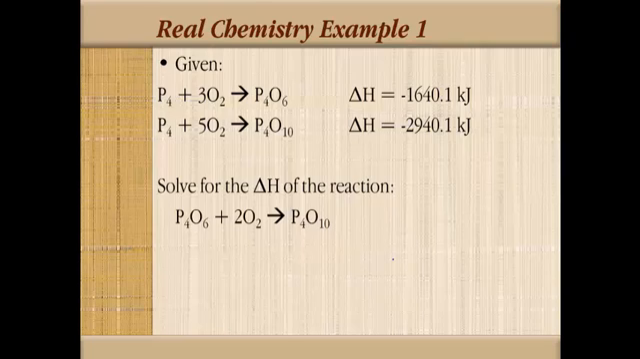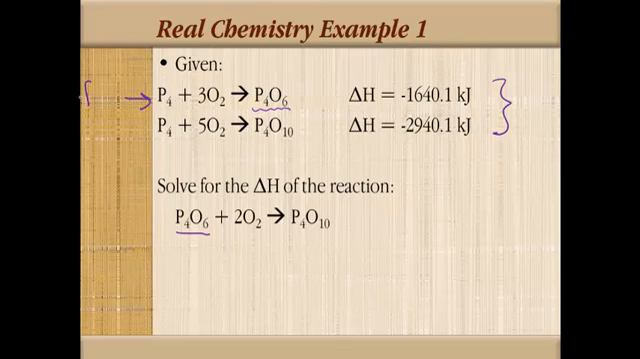So let's try another one. Here's some real chemicals. Given these puzzle pieces, we have a bunch of phosphorus and oxygen reactions, both of them exothermic. We're going to solve for the delta H of this reaction here. So we go step by step, chemical by chemical, in the big picture and try to get stuff in the right spot. So for my final reaction, I want P4O6 on the reactant side. The only place it shows up in my reactions is up here in reaction 1, but it's on the wrong side of the arrow.